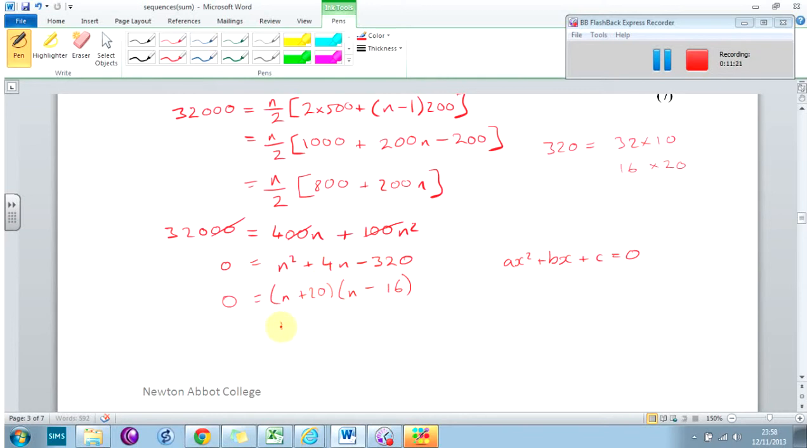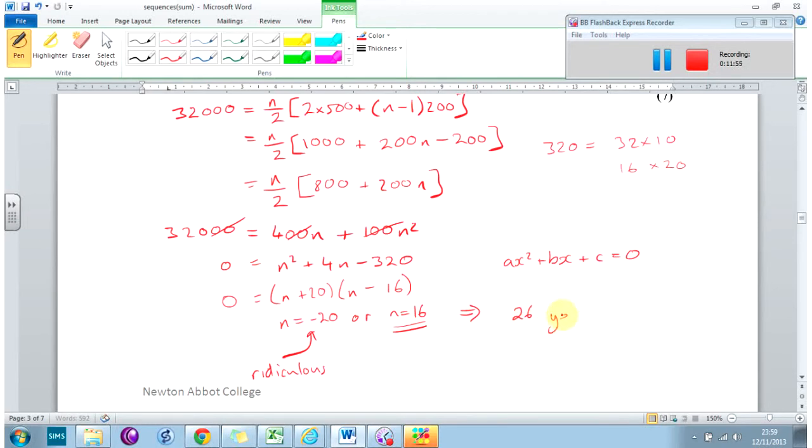So there's two solutions. n is equal to minus 20, or n equals 16. So this one is clearly ridiculous. Why is it ridiculous? Well, n being minus 20, given the first term was on her 11th birthday, that would make her minus 9 when she got this much money, which is obviously absurd. So that's our solution. So n is 16. Given that the first term is on her 11th birthday, this would imply that she is 26 years old. There we go.